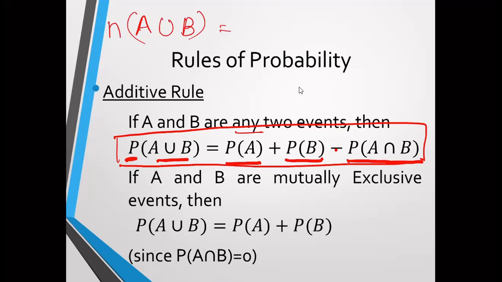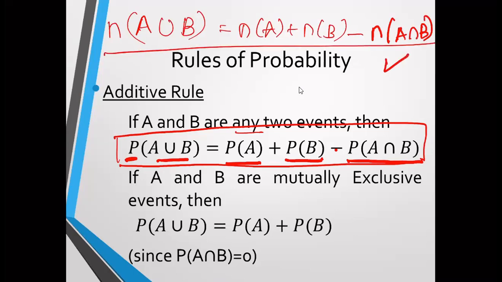No, N means number of elements. That's going to be NA plus NB. Now, what do you mean by NA? Number of elements in the event A plus number of elements in the event B minus number of elements in A and B.